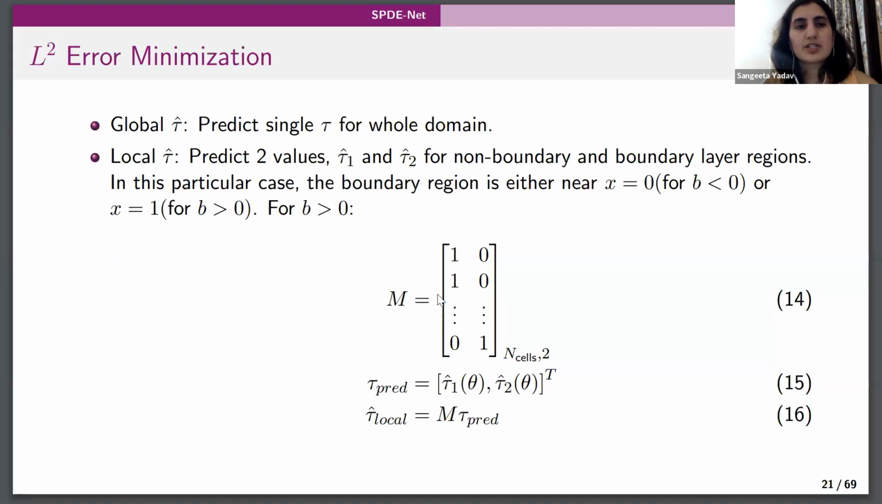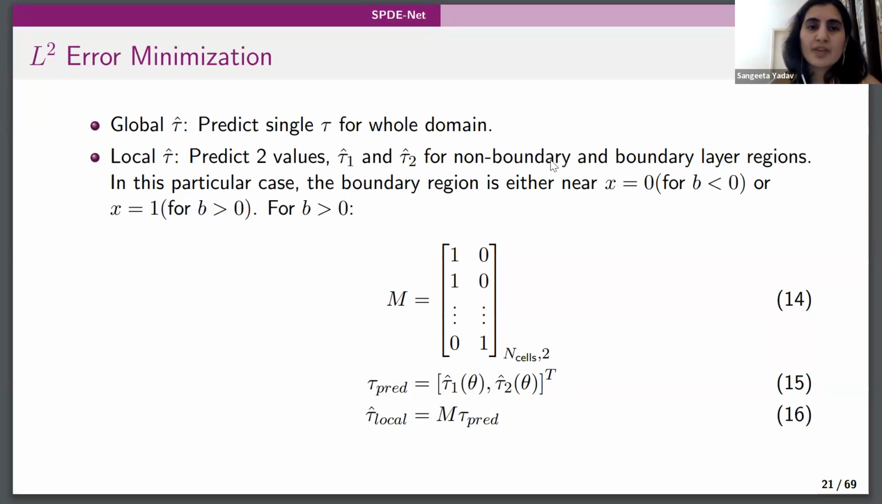In the L2 error minimization scheme, as I already explained, we have two kinds of variants. The first one is a global tau, wherein we predict a single tau for the whole domain. And the second is a local tau, wherein we predict two values, tau1 hat and tau2 hat, for non-boundary and boundary layer regions, because we thought that in the standard formula for SUPG, there is no way of getting two different taus for boundary and non-boundary regions, whereas in our opinion, there have to be two taus, because the non-boundary region and the boundary layer region need separate kinds of treatment.